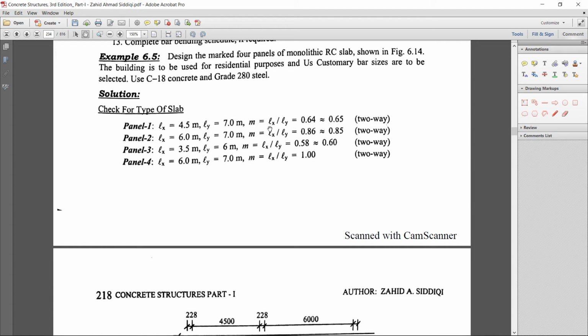That is a smaller difference from the theory, because all the coefficients and the minimum slab thickness formulas are given in terms of shorter to longer span. That's why we are calculating m. So here m is 0.65.